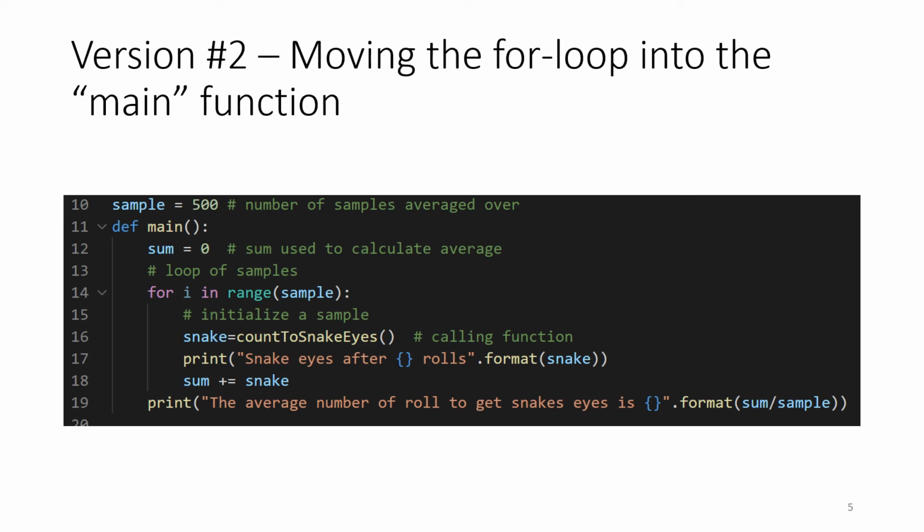So in this main function, the first thing we see if we're looking through the code is that we are averaging over the samples. We see that logic first, and then we see, oh, what are we averaging over? This count to snake eyes function, and that will be defined lower. So it allows us to have a top-down vision of the program.